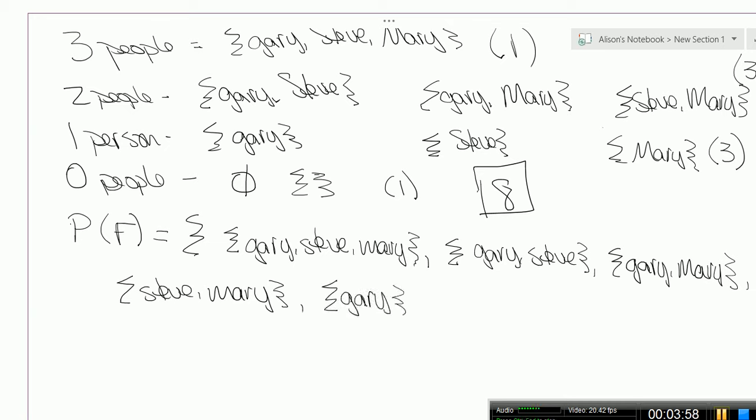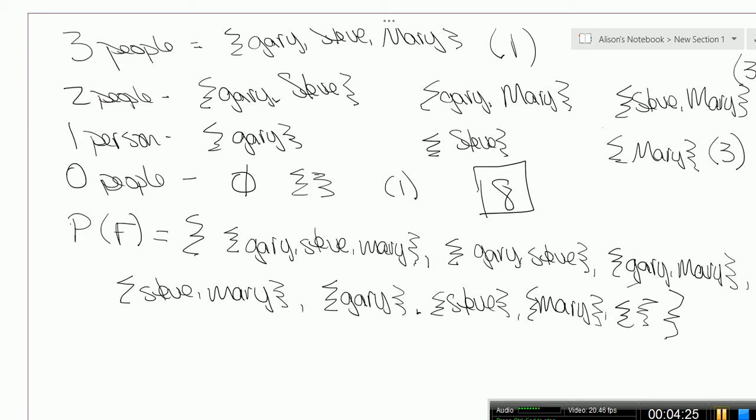So I'm going to put Gary, and then I'm going to put Steve, and then I'm going to put Mary, and finally, oops, that is a subset, excuse me, and finally we're going to include the null set. And this is a listing of all of the subsets. This is how I write out the power set. Once again, there are 8 of them if I were to count them up.